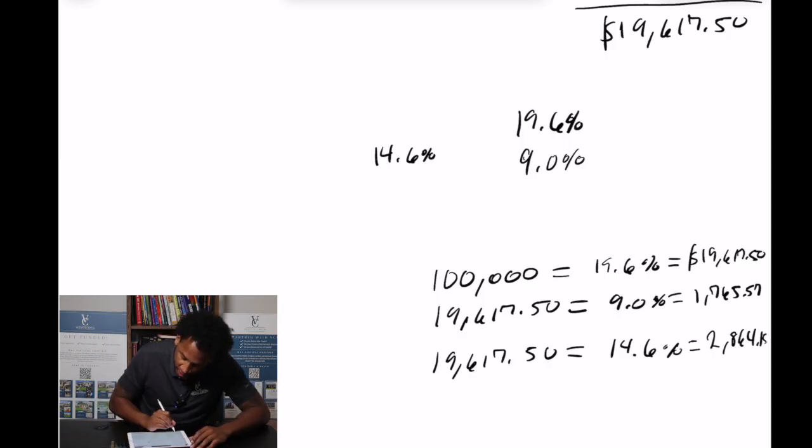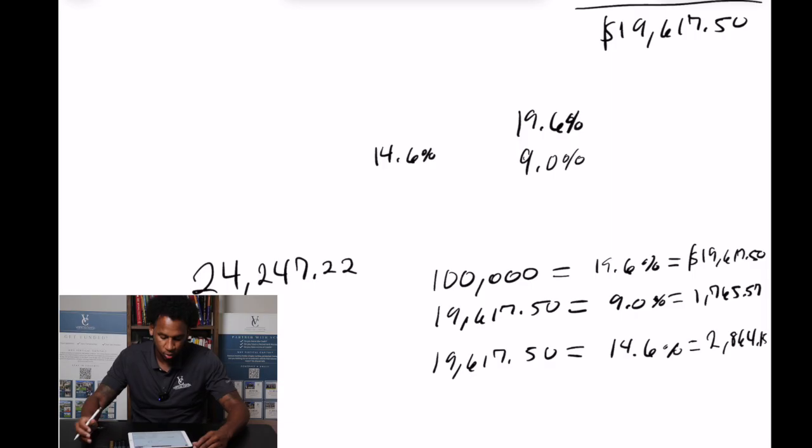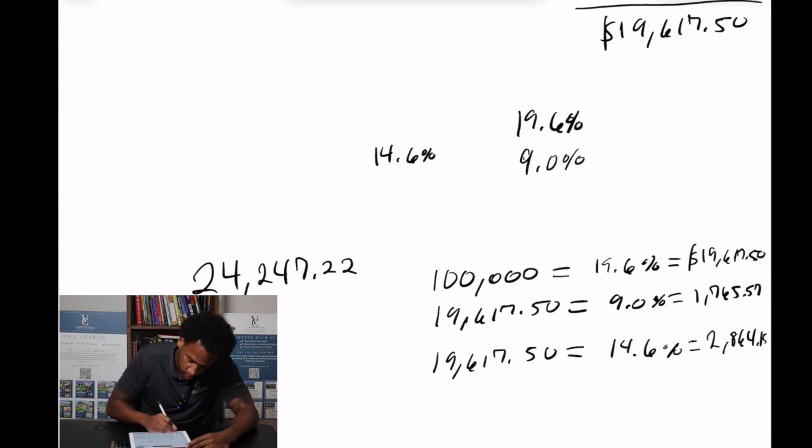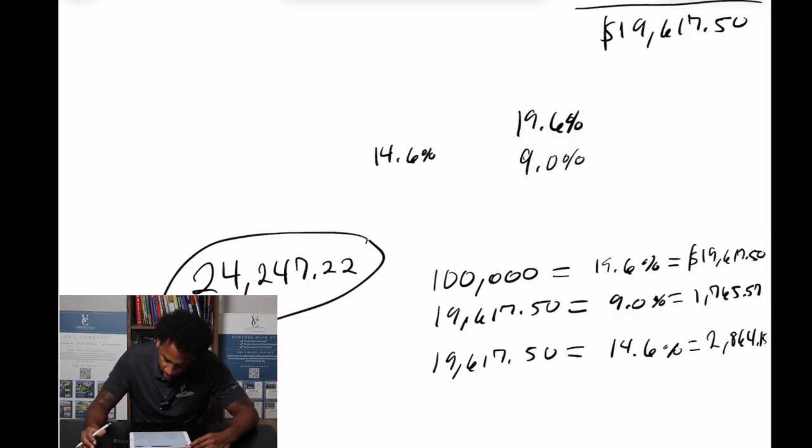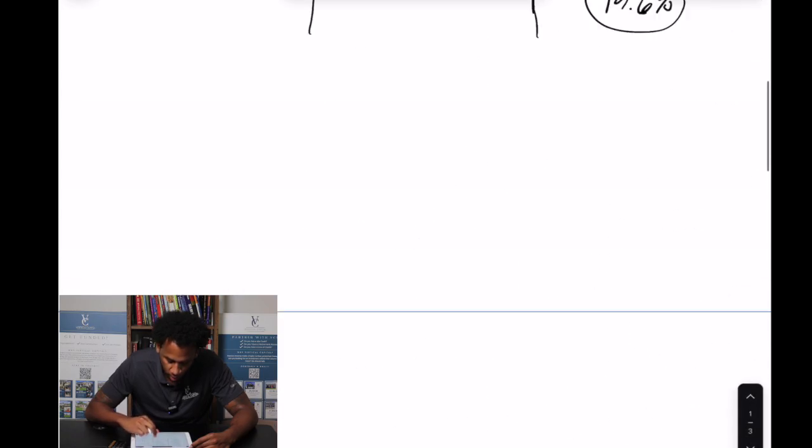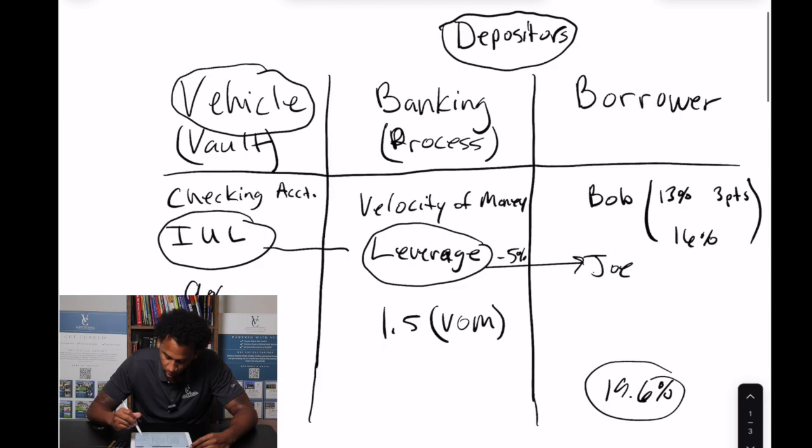So on that $100,000 investment, by utilizing those three components, we made a total of $24,247.22, which is a 24% yield. And that's the power of yield stacking. And this is how we're going to yield stack our way to $10 million, by utilizing those three components. And that's the vehicle, banking, and the borrower. And this is not even considering the depositor.